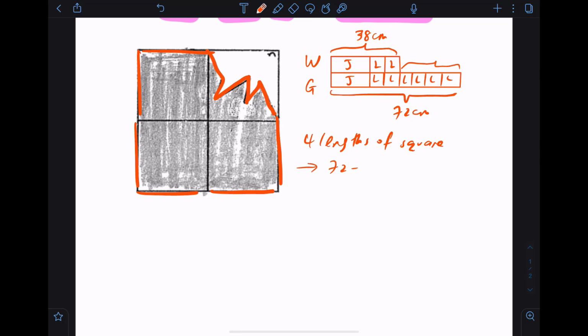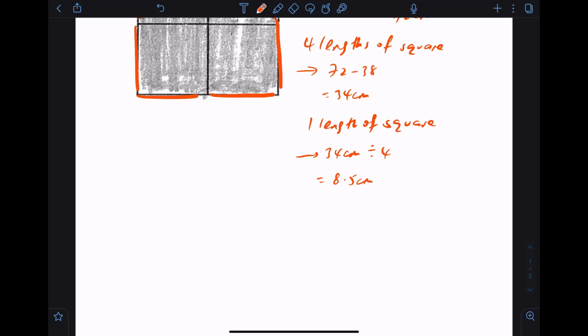This is 72 minus 38, and that will give you 34 cm. So what is 1 length of the square? Now, this will be 34 cm divided by 4, and you'll get 8.5 cm for just 1 length of the square.